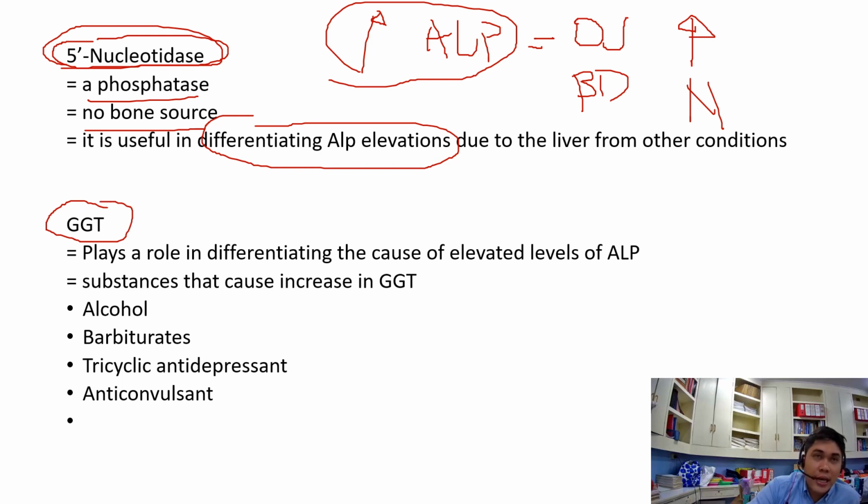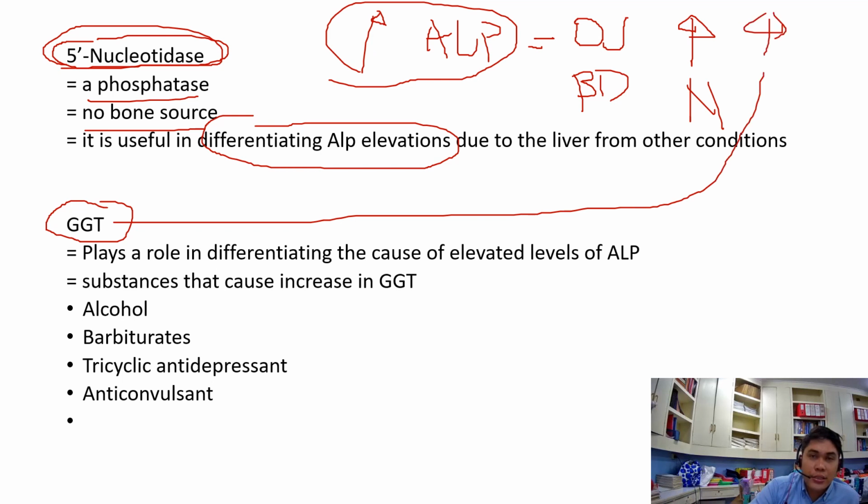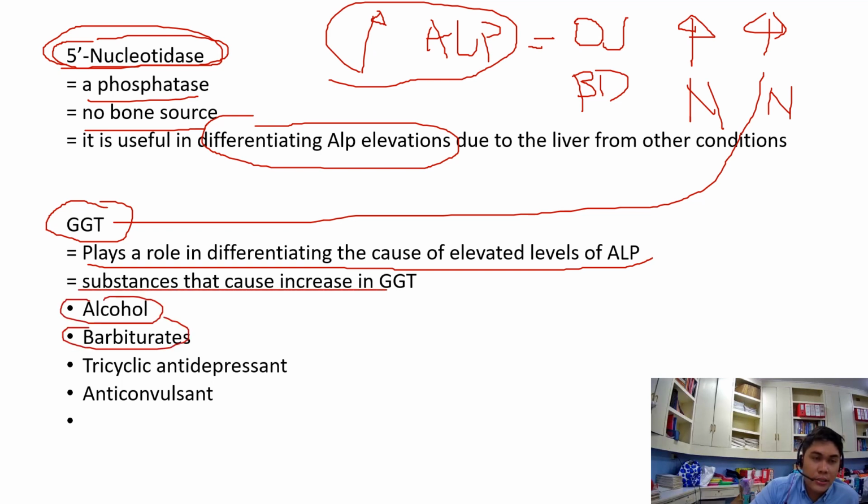So GGT is gamma glutamyl transferase. This is also increased in obstructive jaundice and normal in bone disorder. So it plays a role in differentiating the cause of elevated levels of ALP. Substances that cause increased GGT include alcohol, barbiturates, tricyclic antidepressants, and anticonvulsants.